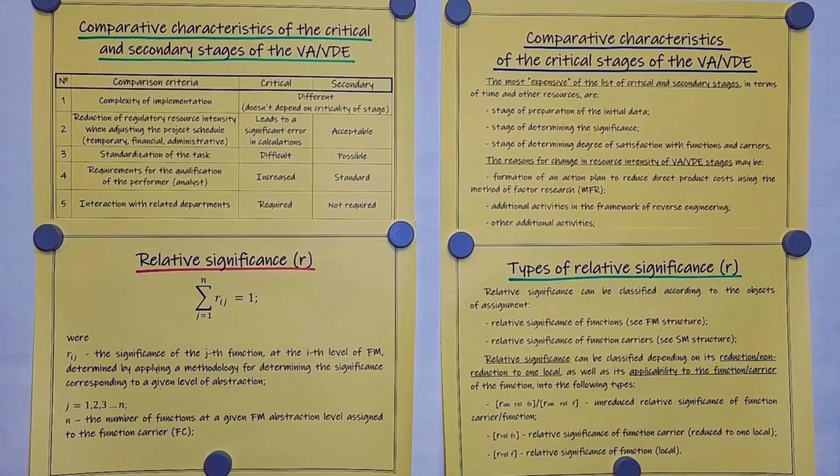In terms of classification on the basis of reduction or non-reduction to 1, as well as applicability to the function carrier of the functions, the meaning of creating this classification will be clear within the framework of considering the algorithm for introducing the values of the significance of functions into functional and combined models. Separate slides of this issue will be devoted to the consideration of this algorithm.